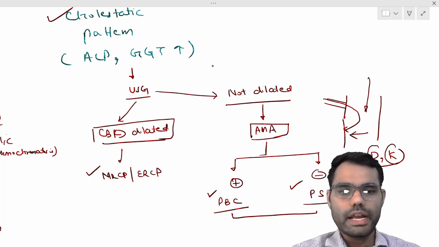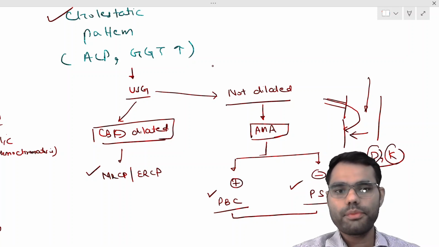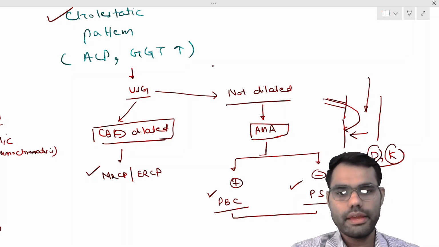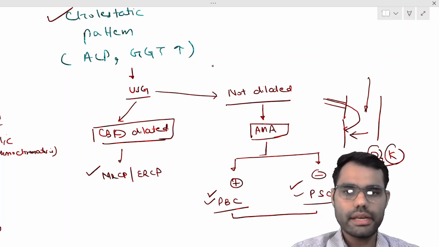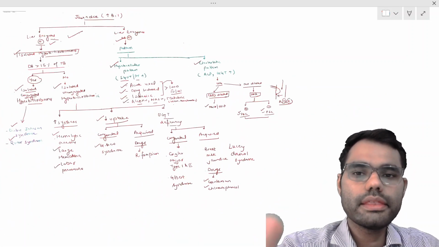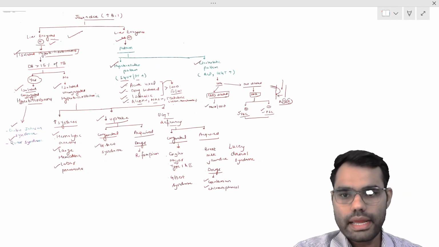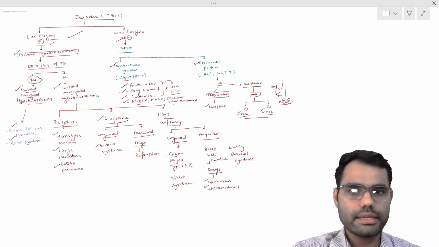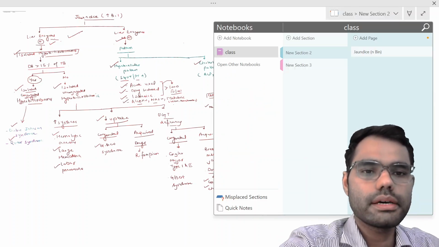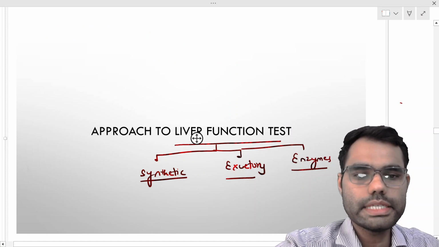There would be vitamin D deficiency, there would be metabolic bone disorders, right? So these would be predominantly seen in liver disease with a cholestatic pattern of liver injury, especially in primary biliary cholangitis and primary sclerosing cholangitis, right? So this is about how do we approach a patient with elevated bilirubin. This is a one chart which summarizes the entire spectrum of illness with the elevated bilirubin, right? So now let us approach the abnormalities further.